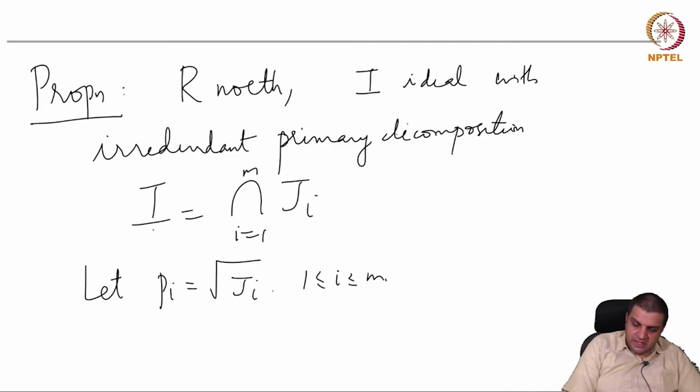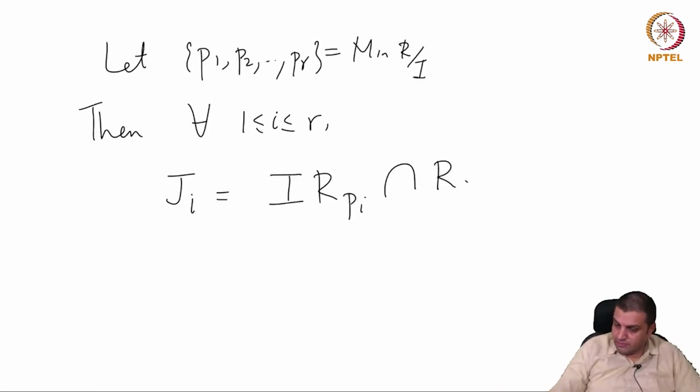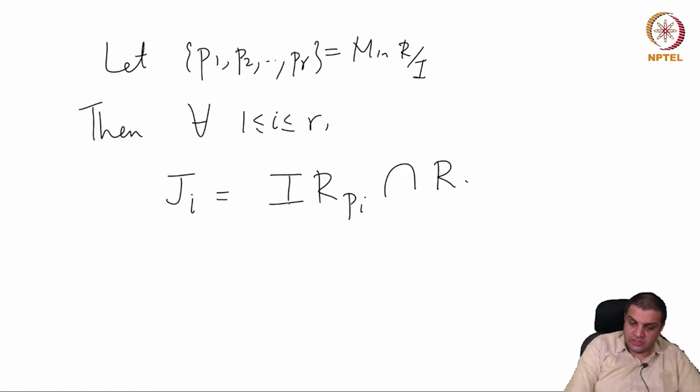If you have an ideal, and it has an intersection, we write it as an irredundant primary decomposition. Now just look at the components corresponding to the minimal primes; they are uniquely determined. That's what this says: extend this ideal to the localization and contract back. Okay, so this is what we have. Proof.